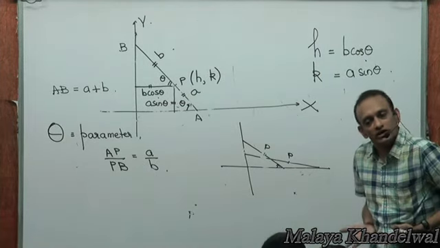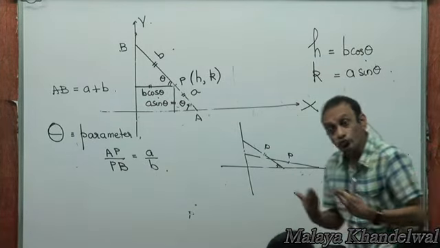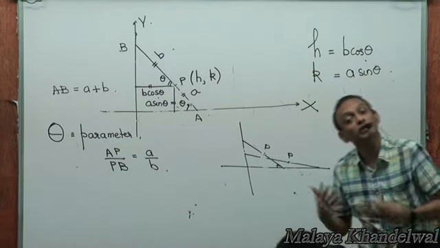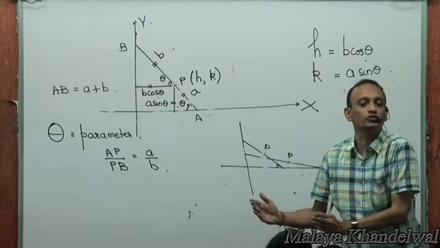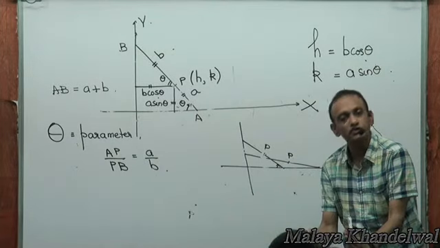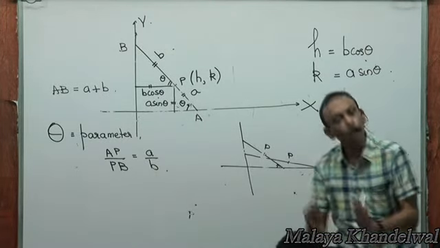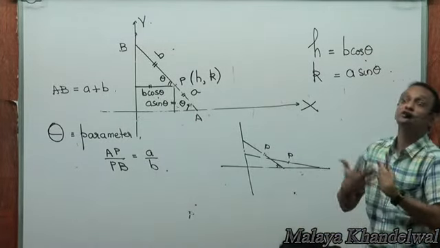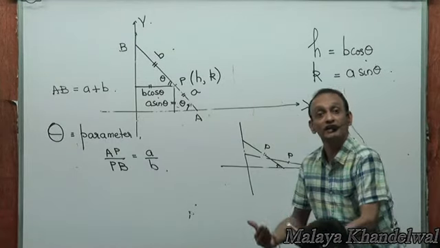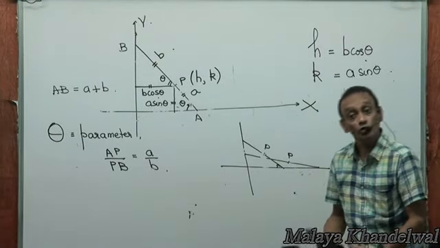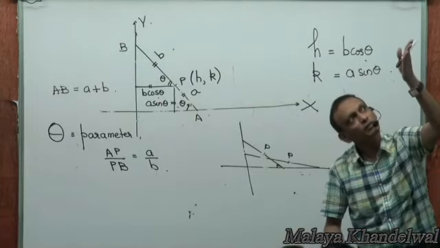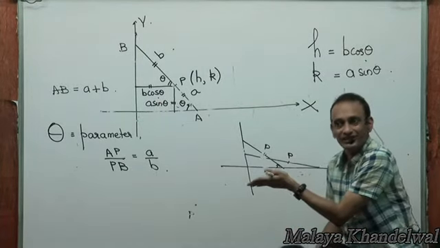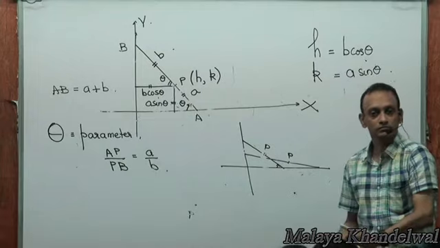So the x and y coordinates will depend on theta. But I'm trying to find a relationship which will not depend on theta. Obviously the x coordinate will depend on theta, the y coordinate will also depend on theta. But the question is, is there a relationship connecting the x and y coordinates of the moving point which is true for all thetas? And if it is true for all thetas, it will be true for all P's on the trajectory. Yes or no? That's my intention.